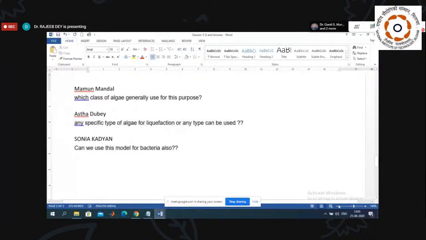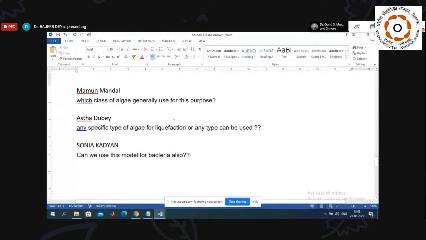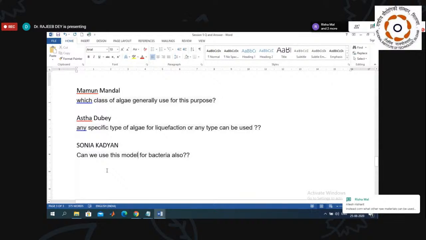Yes, I can see. Which class of algae is generally used for this purpose? In this case, we used the algal species that are found in wastewater treatment systems, because that was our primary goal there, and they're also very robust. Specifically, we used a mixture of Chlorella vulgaris and Scenedesmus dimorphus species. And any specific type of algae for liquefaction? Basically, you can use pretty much any algae for liquefaction.